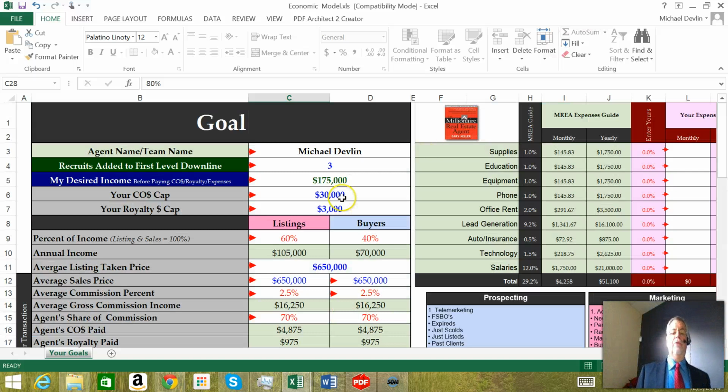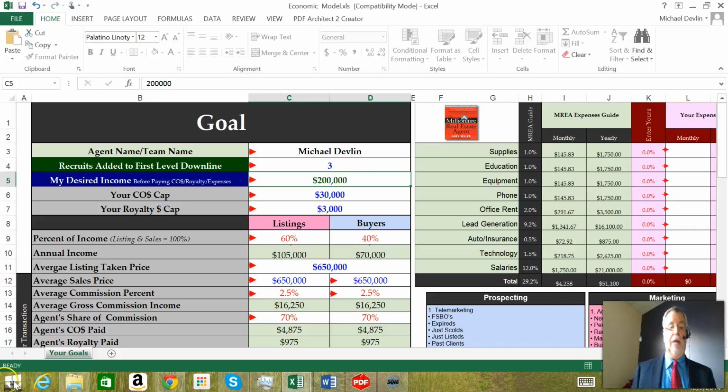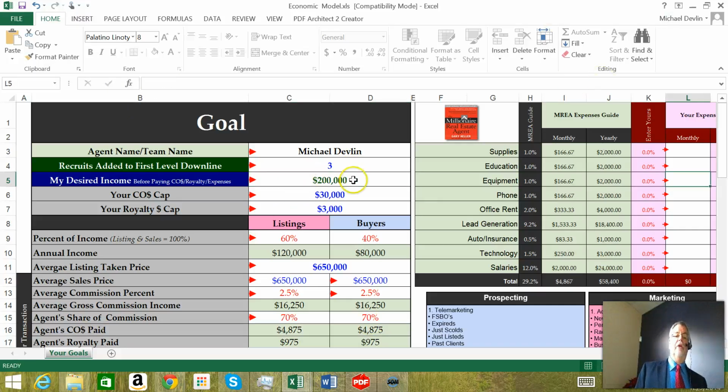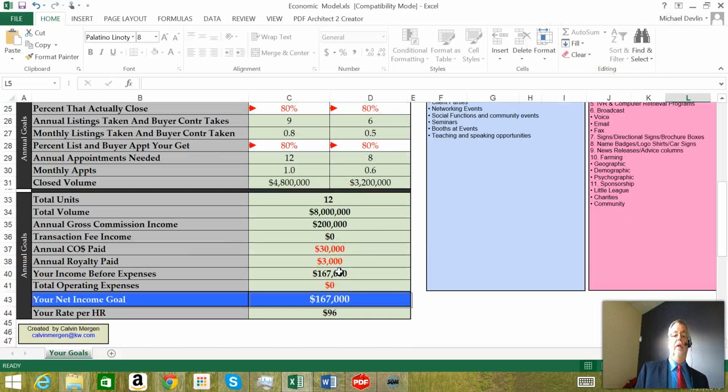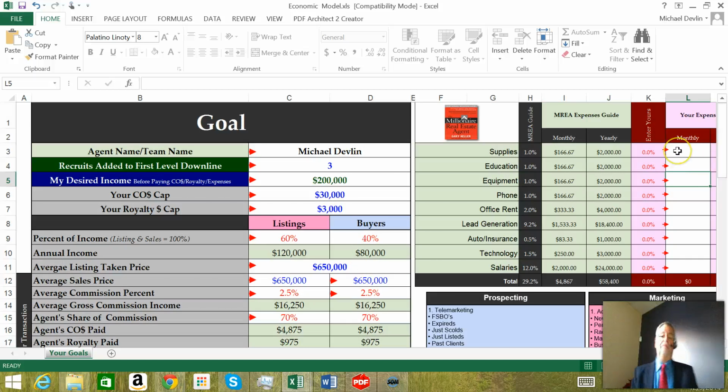Now, if you're saying, well, 142 is not enough, why don't we change this number just to see what happens? So we're going to say we want to gross 200,000. That puts our net at 167. Right, before expenses. Now, these expenses on this list, and this one's done monthly, are on the categories of the MREA, and I have a breakdown because, what does this mean, right?